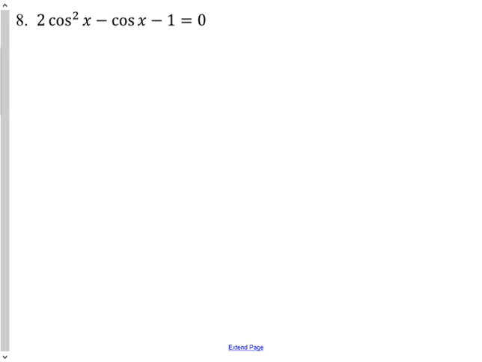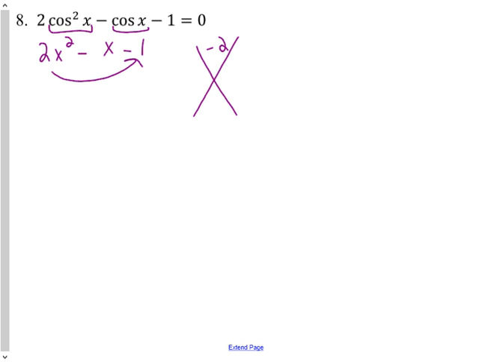So starting off here, we've got 2 cosine squared of x minus cosine of x minus 1. Now, this is very similar to how we would solve something like 2x squared minus x minus 1, right? Except we've got cosine instead. So it's a quadratic form, so we can factor, right? 2 times negative 1 is minus 2. The numbers add to equal minus 1, giving us a minus 2 plus 1.